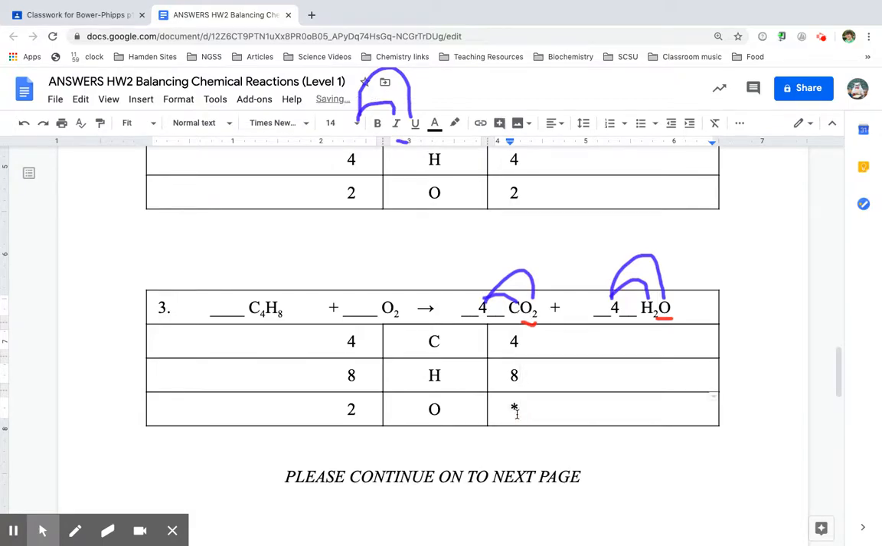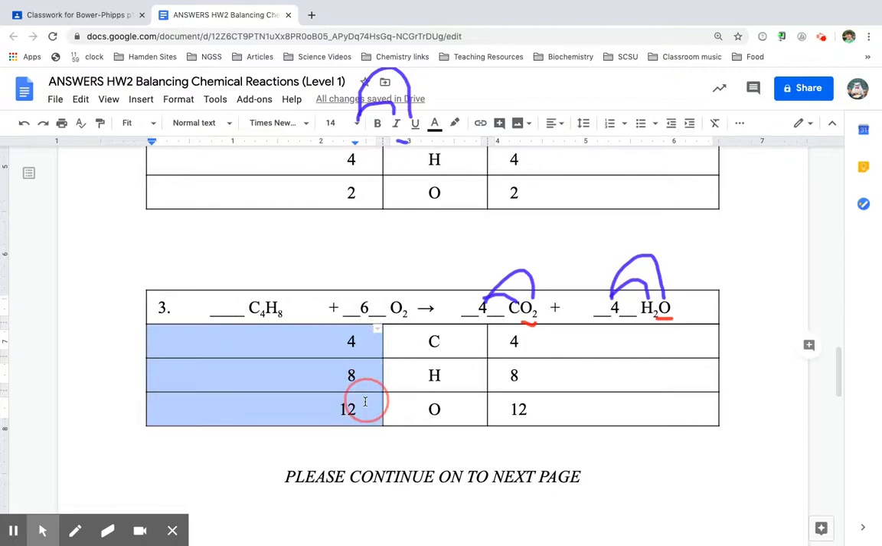So 8 plus 4, right? The 8 comes from this one, and the 4 comes from this one. So 8 plus 4 is actually 12. Now my carbons balance, my hydrogens balance, but my oxygens do not. Luckily, this 12 is a nice even number. 2 times 6 gives me 12. So now I have 12 oxygens on the left.